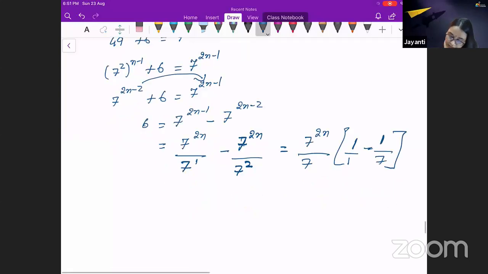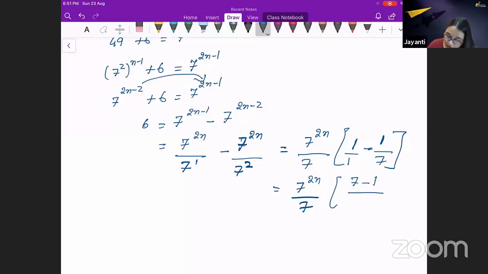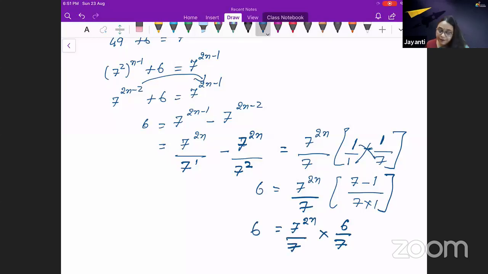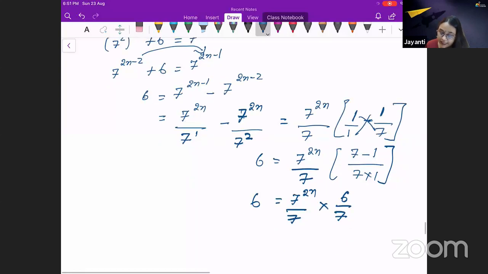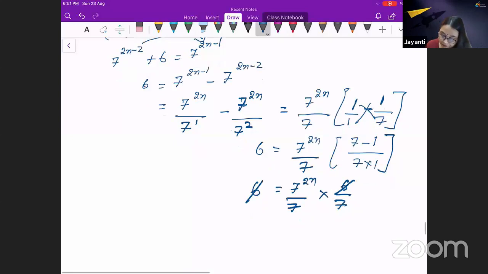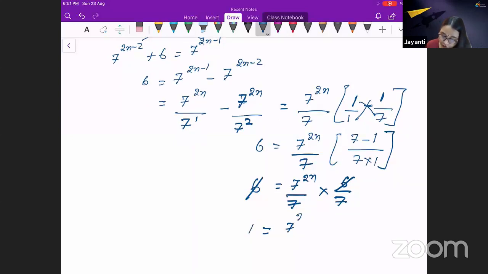Now let me solve. 7 to the power of 2n by 7. I take a simple LCM, cross multiplication. 7 into 1 is 7, 1 into 1 is 1, and 7 into 1. Simple cross multiplication. That's it. So 7 to the power of 2n by 7 times 6 by 7. And here we have a 6. What will happen, children? Can 6 and 6 get cancelled? Because all is multiplication. So what am I left with? 1 is equal to 7 to the power of 2n by 7 into 7, which is 7 square.